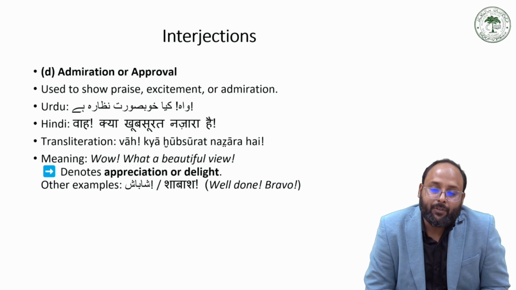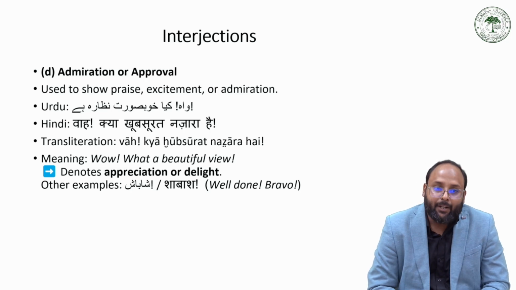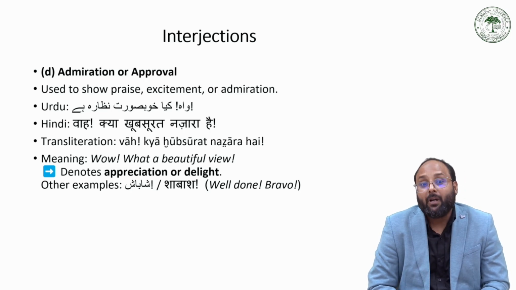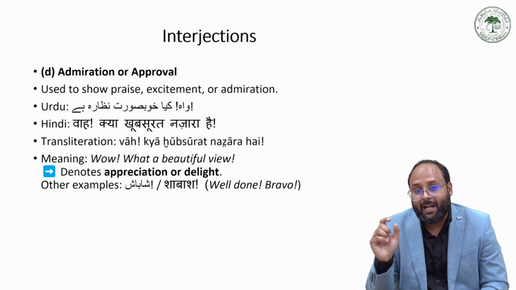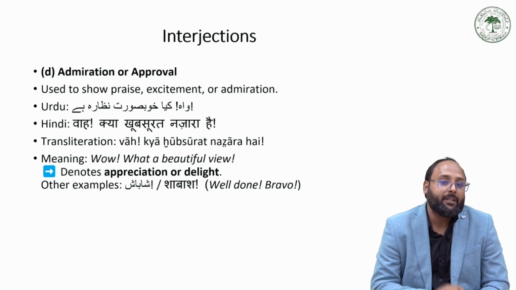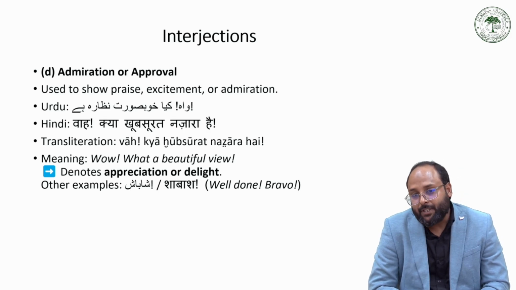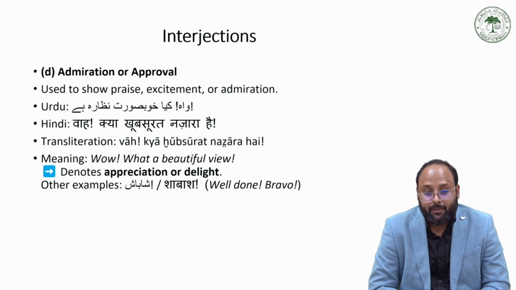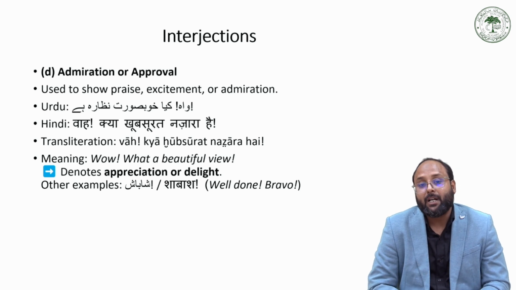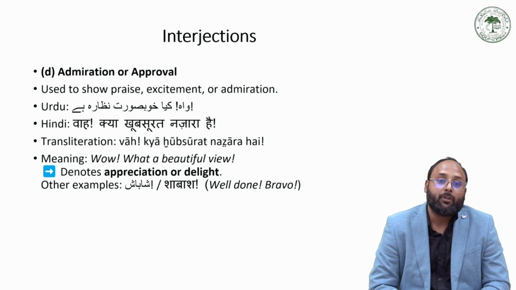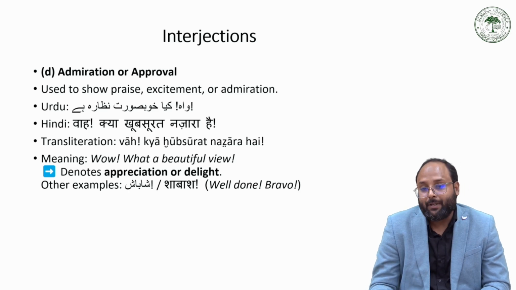And the other type of interjection we use is for admiration or approval. Wow, क्या खूबसूरत नज़ारा है. It is used to show praise, excitement, or admiration, meaning, wow, what a beautiful view. So it denotes appreciation or delight. Another example we have is shabash, तुमने बहुत अच्छा काम किया. In English we have well done or bravo.